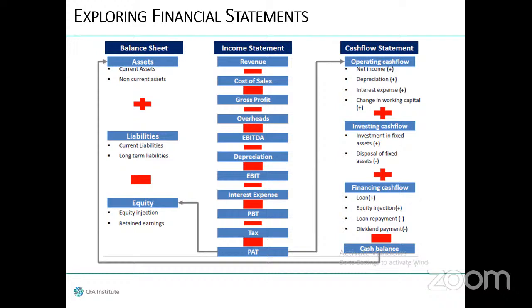What all that tells us is, let's give an example. If gross margin is 60%, what it means is that for every 10 naira that a company generates in revenue, 6 naira is going to be gross profit.